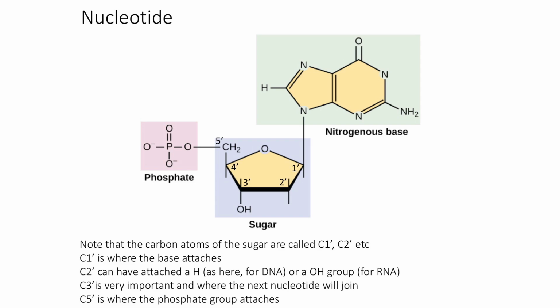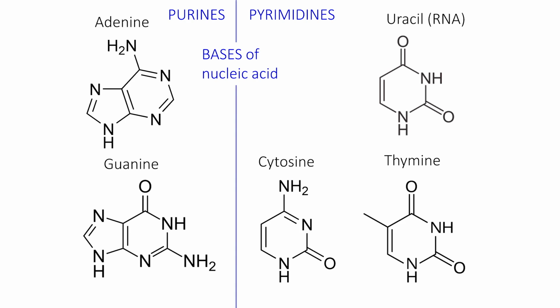And then the other part is the base, which is joined to one of the carbons of the sugar, the 1' carbon. Here are the bases of the nucleic acid: adenine, guanine, cytosine, thymine, and you can see at the top uracil, which is really similar to thymine, except it is lacking this methyl group right here. The bases can be divided into 2 separate types of structure. On the left of the slide are the purines, which have 2 carbon rings, and on the right are the pyrimidines, which have just 1 carbon ring.